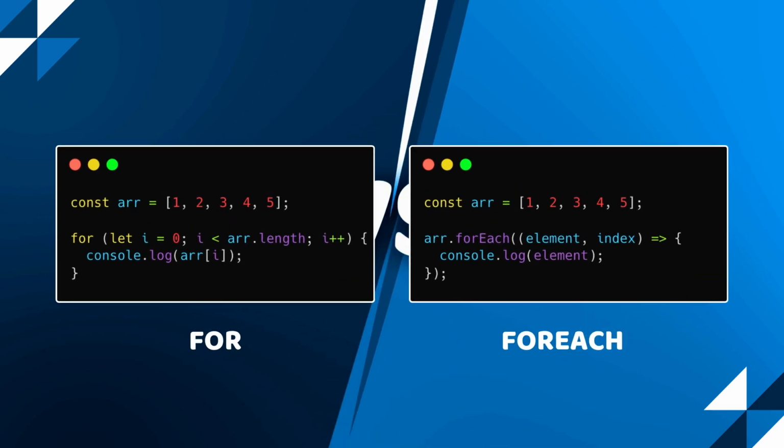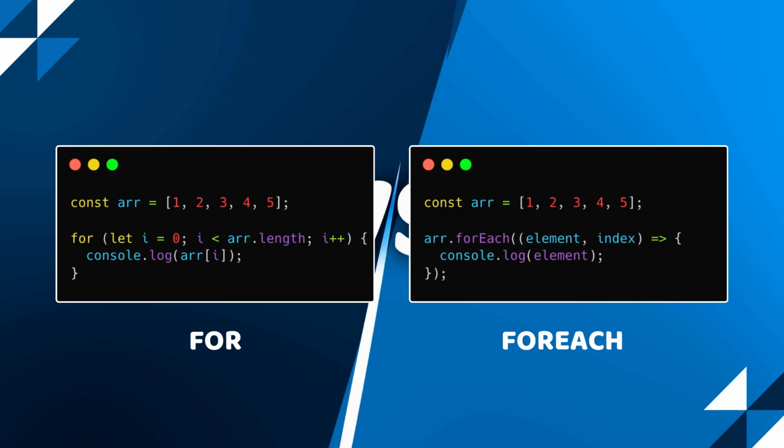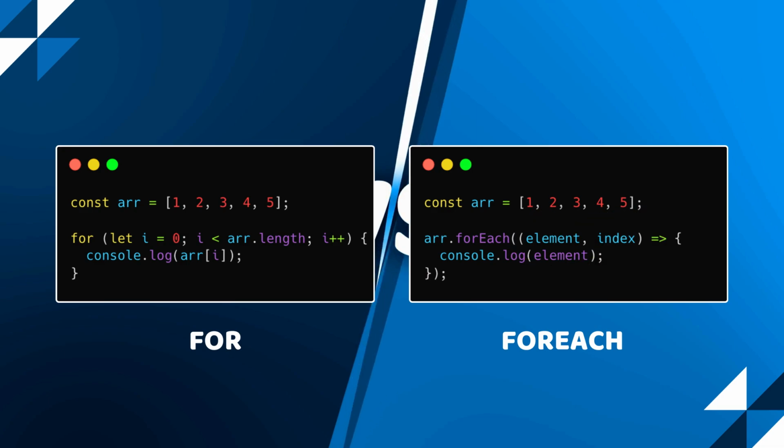With the for loop, you manually control everything: the initial index value, the condition to terminate the loop, and how the index changes with each step. In contrast, the forEach method offers less control over the iteration. It automatically iterates through each element, providing you with the element itself and its index if you choose to use it. You don't directly manage the iteration process or define termination conditions.